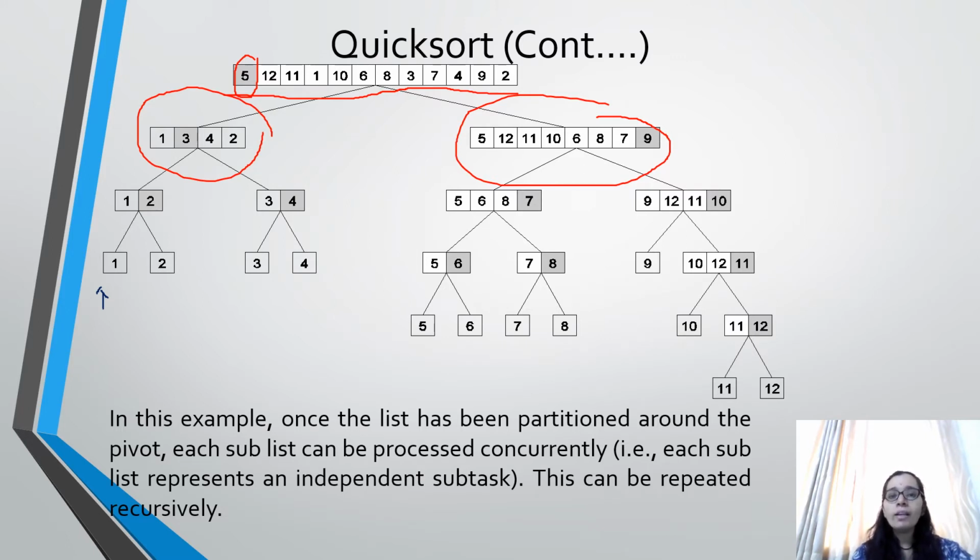Once the entire list is divided into two subsequences, the subsequences can work concurrently, that is, each sublist represents an independent task. Again, the process will be repeated until a single element is there. So this is how quicksort works.